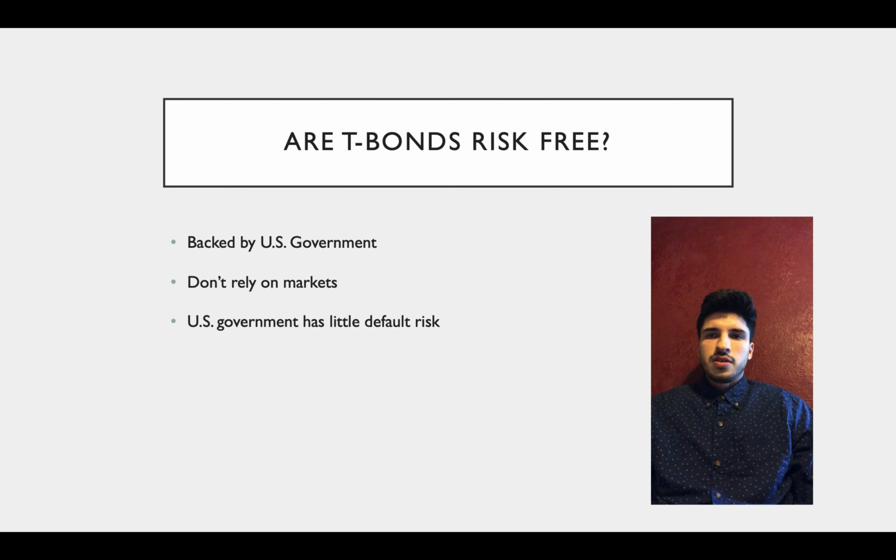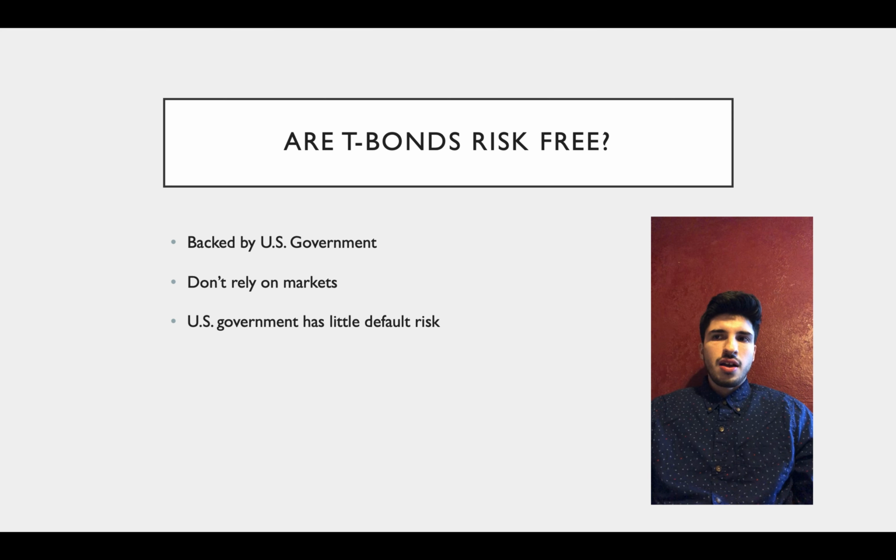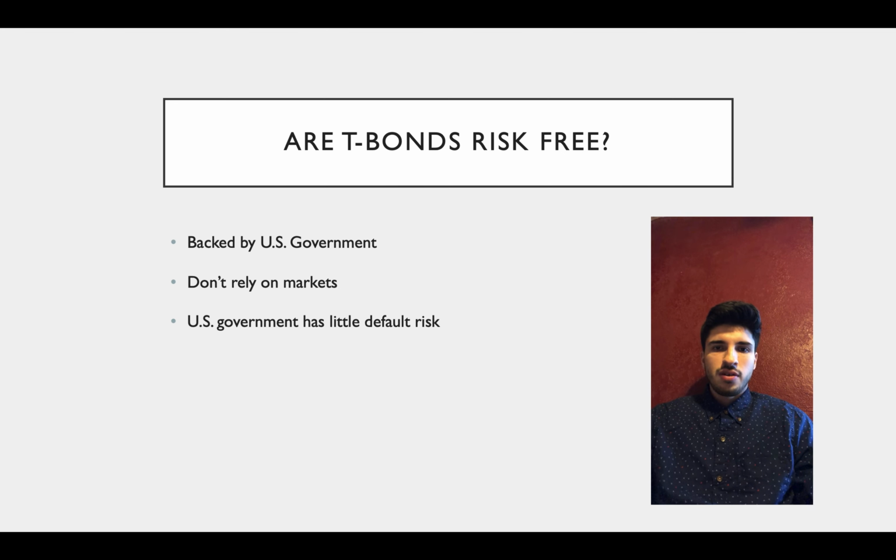First, what are T-bonds? A treasury bond is a U.S. government security with a fixed interest and maturity over 10 years. They are independent of the state of the economy because they are backed by the U.S. government, which can raise taxes and increase revenues to ensure full payment, and don't rely on how the market is doing. They are virtually risk-free since the U.S. government has very little risk of default.